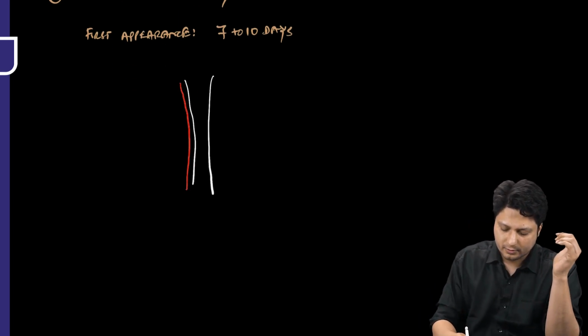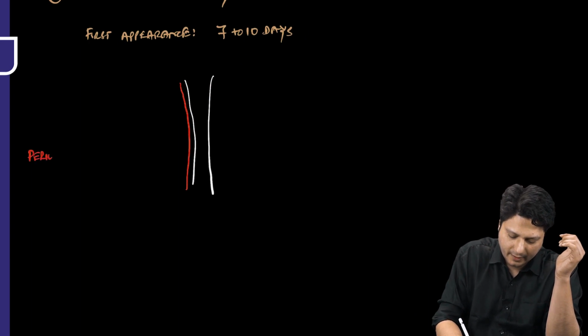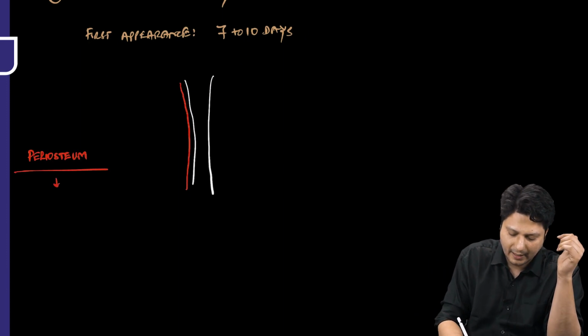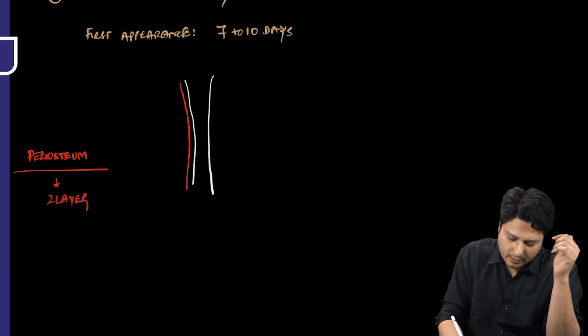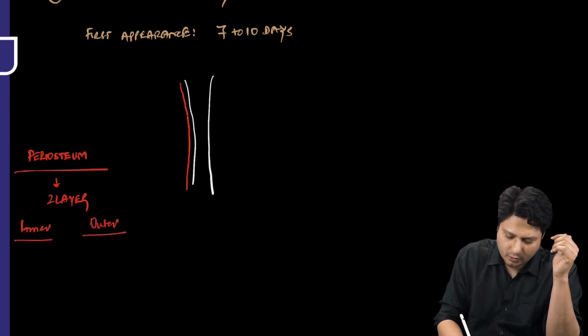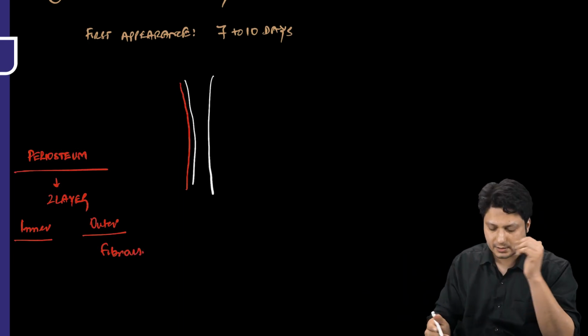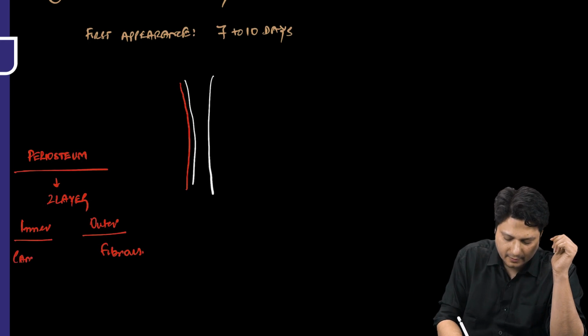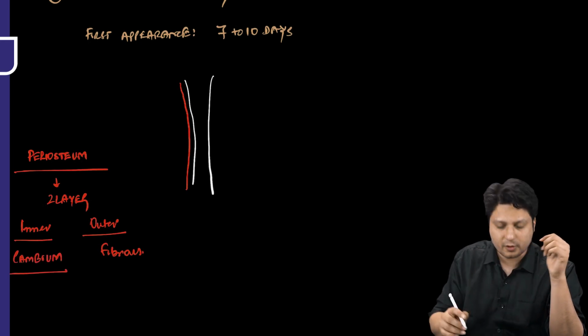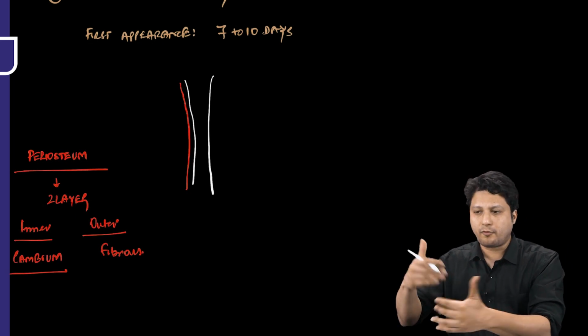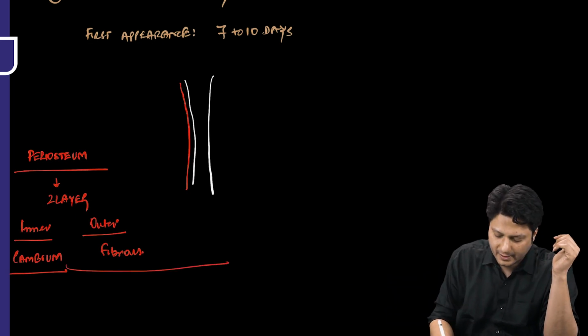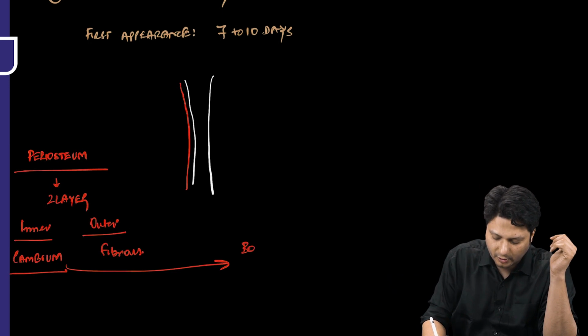outer layer. You know, the periosteum is actually not just the fibrous covering of the bone. It actually has two layers, the inner layer and the outer layer. The outer layer is the fibrous layer, which is responsible for protecting the inner lying structures, but the inner layer is the cambium layer. And this cambium layer of the periosteum is responsible for the formation of the bone.